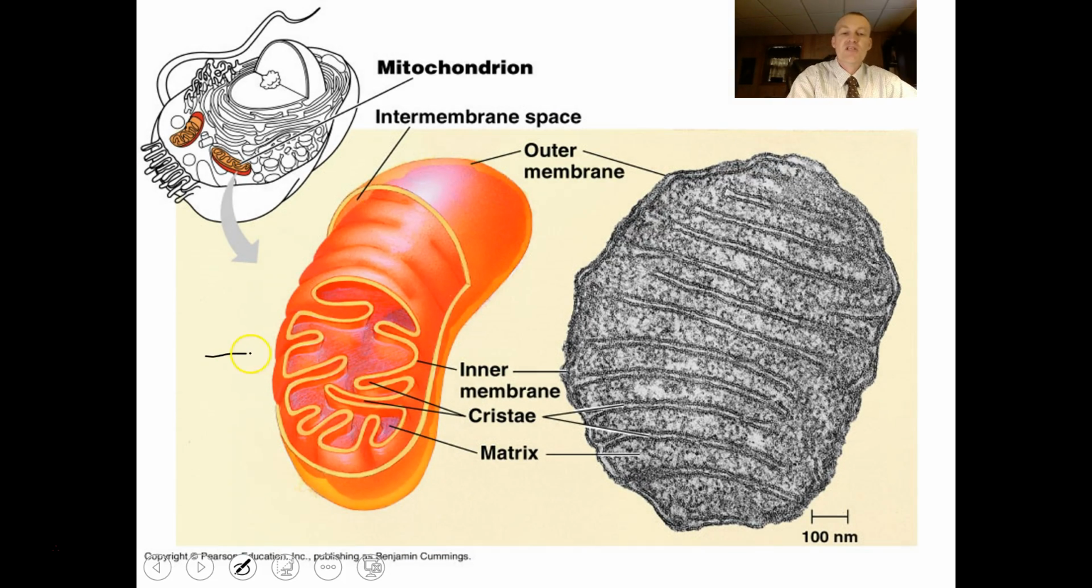So you can see the outer membrane, you can see the inner membrane. There is a matrix inside, kind of a cytosol inside, and it's highly folded. The inner membrane is highly folded to increase the surface area at which cellular respiration can occur. So that's the mitochondrion for you.